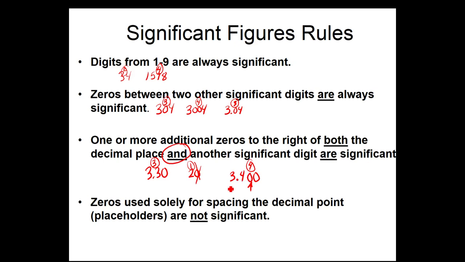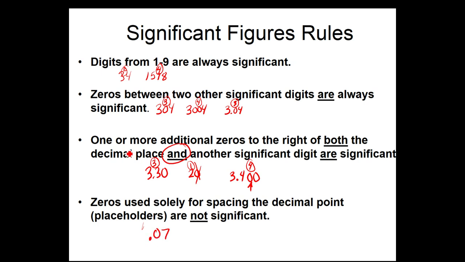Okay. Now the last one is again a little bit trickier. Zeros used solely for spacing the decimal point, the placeholders, are not significant. So if the only reason that the 0 is there is to show you where the decimal point is, then you can't count that 0 as being significant. And it fits with the other rules too. So let's do an example of 0.07.